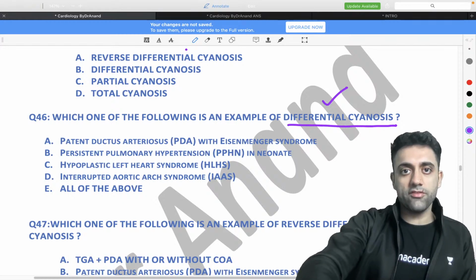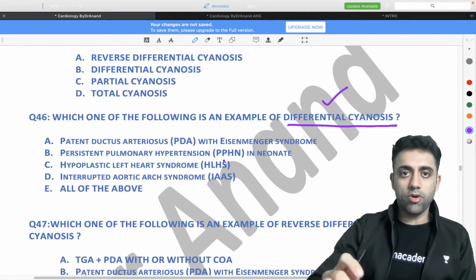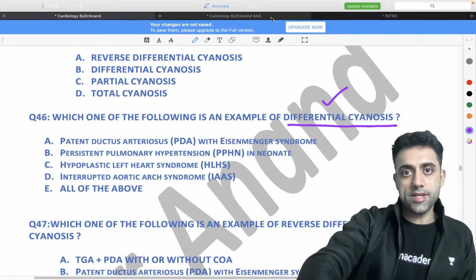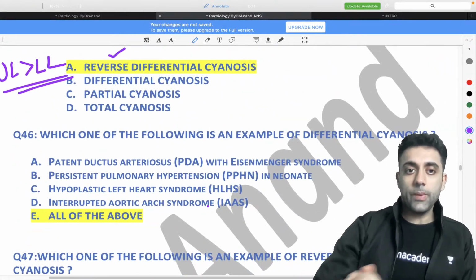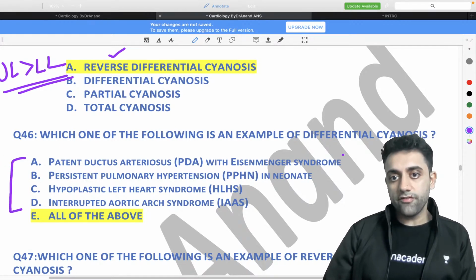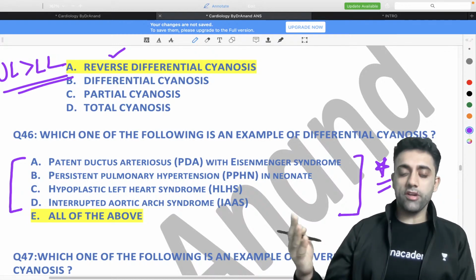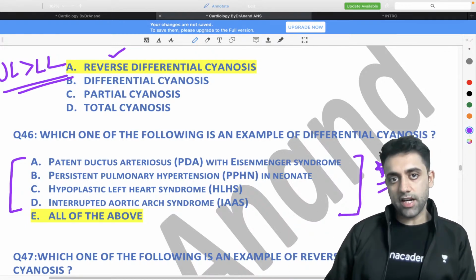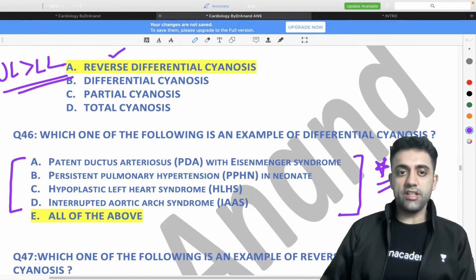See, remember dear my friends, the best answer for this question, question number 46. I agree with you that PDA with reversal of shunt, of course, in the morning class we had discussed it. But remember, this is the one hi-fi question. These all are the examples of differential cyanosis. Please put a star mark in your notes. We'll talk about it one by one, why hypoplastic left heart syndrome and why interrupted aortic heart syndrome is used in differential cyanosis.